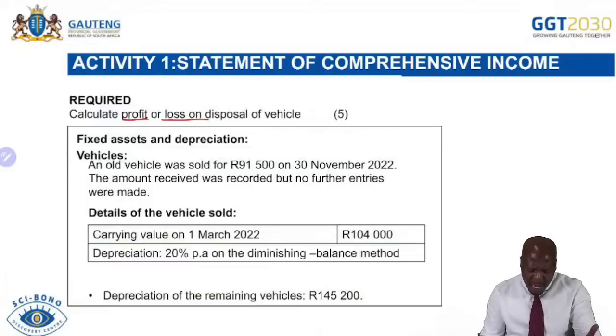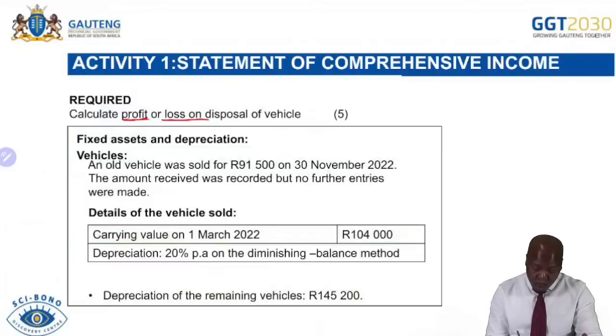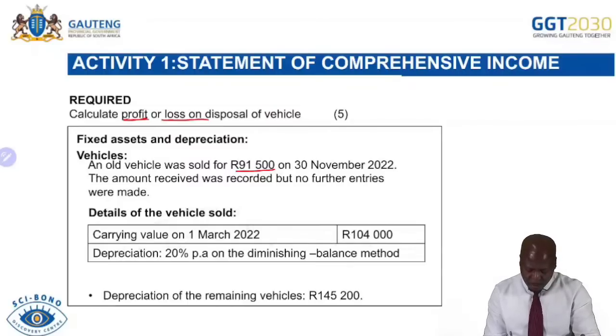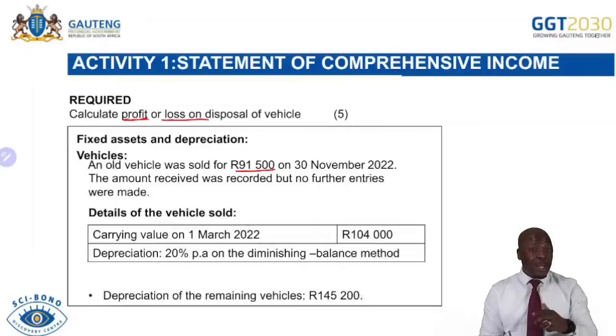So if you read this question, it says an old vehicle was sold for 91.5 on 30 November. The amount received was recorded, but no further entries were made. Details of the vehicle sold, carrying value, depreciation. And when you look at this information, you don't see the cost of the asset. You would think that something is wrong. No, nothing is wrong. Everything you need is provided here.